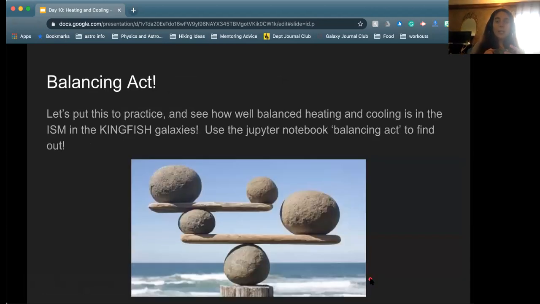The last thing that everyone did was work through the Balancing Act Jupyter notebook, which has you look at some heating and cooling indicators in the galaxies in the ICE study and test to see whether or not things are staying relatively stable in these galaxies.